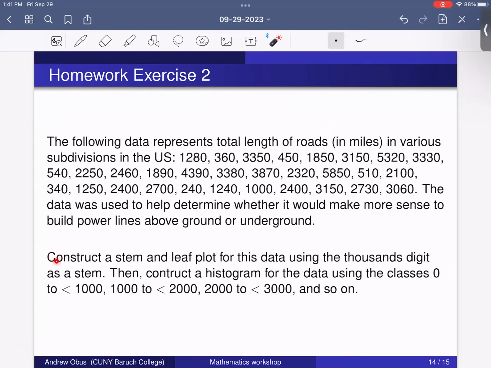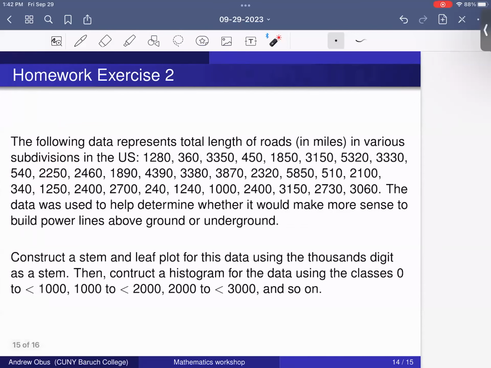First, construct a stem and leaf plot for this data using the thousands digit as a stem. And then construct a histogram for the data using these classes: 0 to 1,000, 1,000 to 2,000, 2,000 to 3,000, and so on. If you want to use Excel, that's great, but I'll teach more about how to do Excel. In fact, when we go over these homework exercises next time, I will solve them using Excel. But in the meantime, these questions are doable by hand. You don't need Excel to do these.